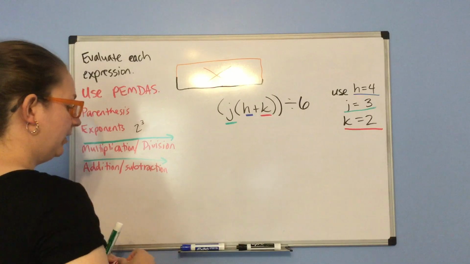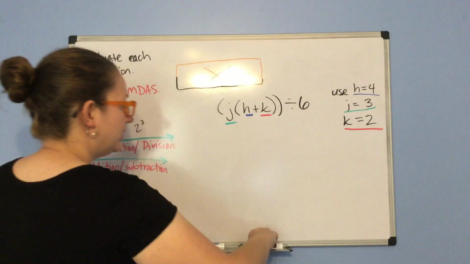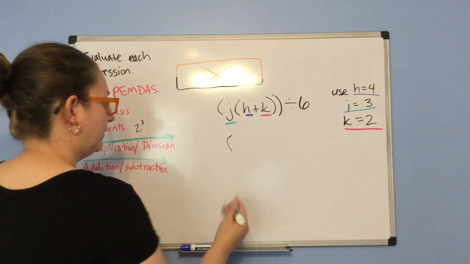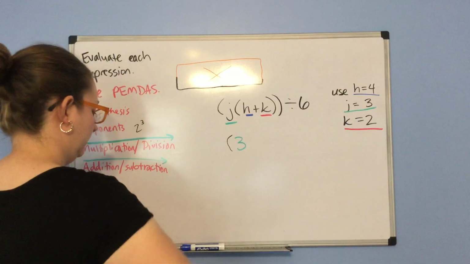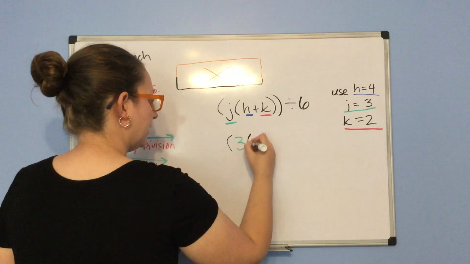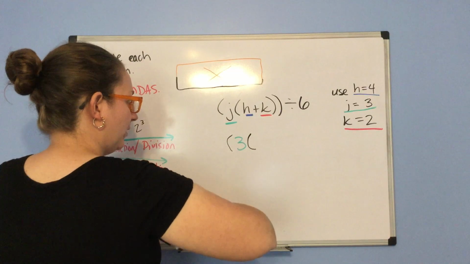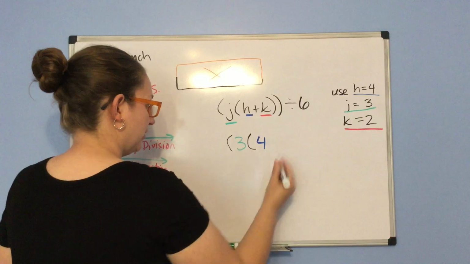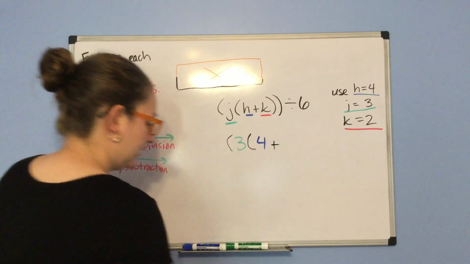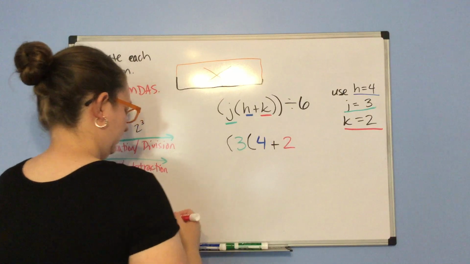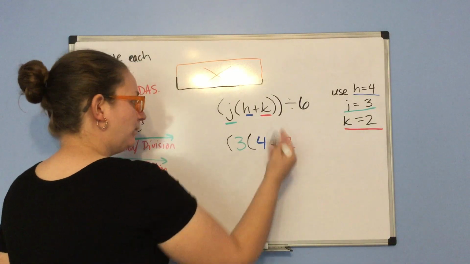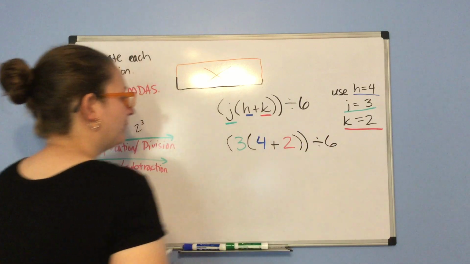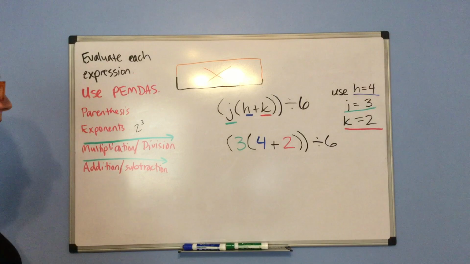So I got some lovely color coding going on for us. Let's go ahead and take care of that. So anything that's not a variable is going to stay exactly the same. So j was 3. Parentheses. Next up, h is 4. That plus sign is going to stay the same because it's not getting changed into anything. Next up, k was 2. Remember, you have 2 sets of parentheses here, so close those both off. Divide by 6.